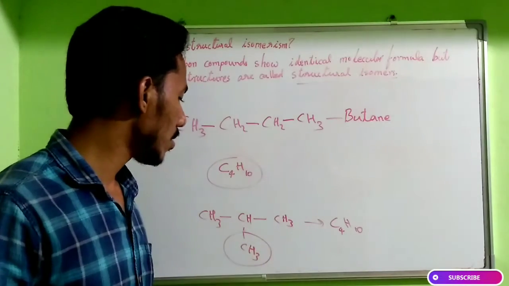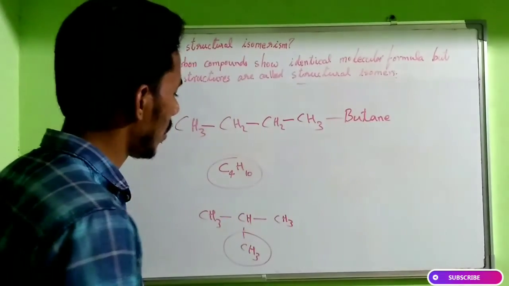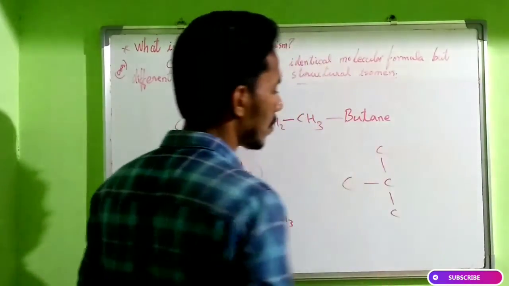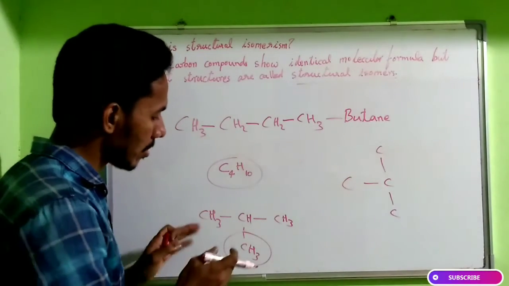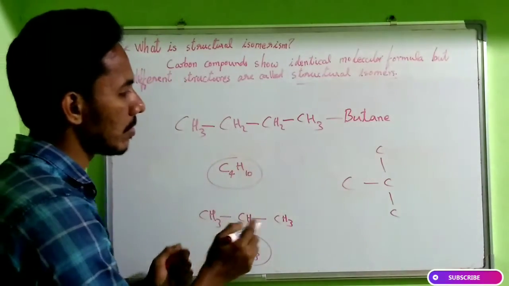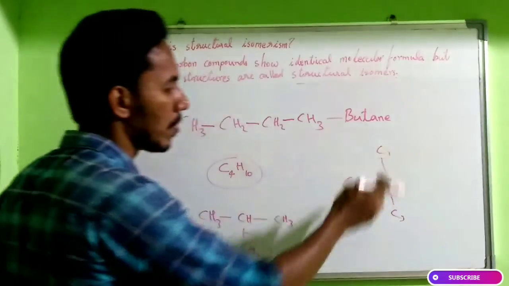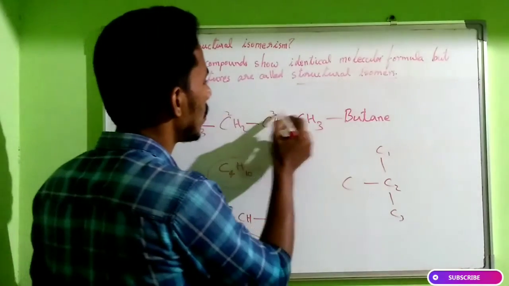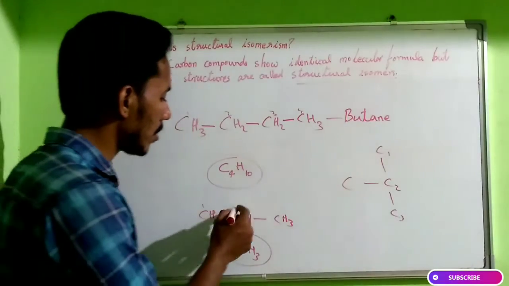Can you draw this compound another way? 1, 2, 3, 4. This is the same as that, because I changed only this branch to here. That is not a change. Which is the longest chain here? Number the carbons: 1, 2, 3. Here 1, 2, 3, 4. This and this are the same.